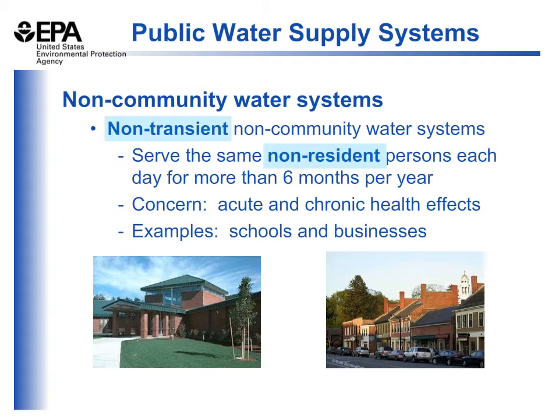A great example of this is a school, where children and teachers and staff are at the school every day for at least 6 months out of the year, and they're drinking that water supply every day that they're within the school. A business could be another type of non-transient, non-community water system. And again, as people are drinking the water on a day-to-day basis, the concerns are going to be both for acute and chronic health effects.